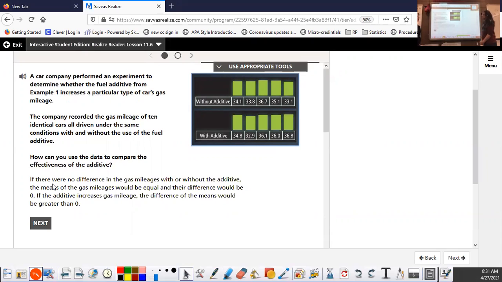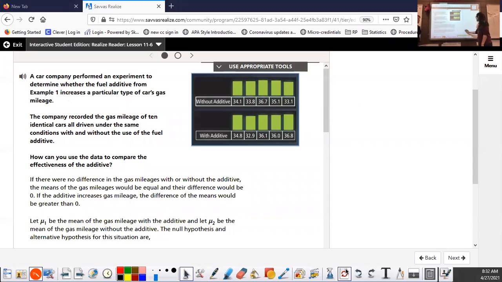So if there were no difference in the gas mileages with or without the additive, the means of the gas mileages would be equal. Mean means average, so they're just going to average the first group and average the second group. And if the additive increases the gas mileage, the difference would be greater than 0. So if it went up, you'd see that.